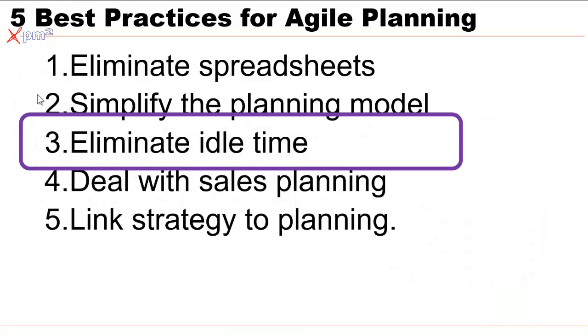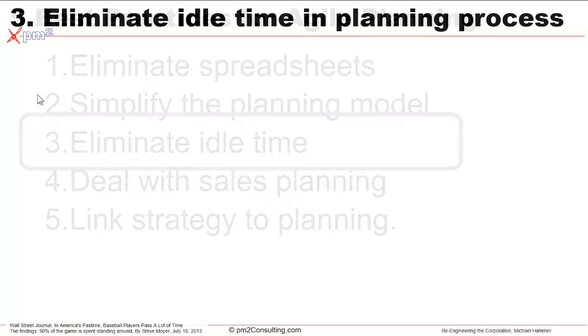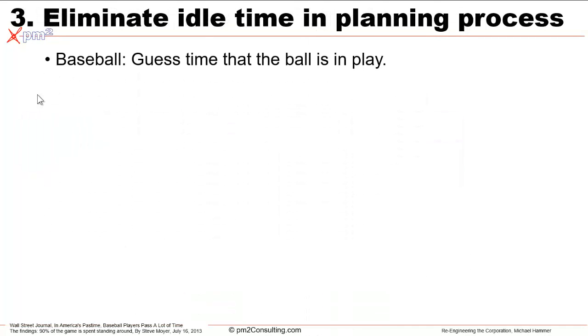3, let's eliminate the idle time. I mean, here's an interesting question. So think of, say, baseball. How much time do you think the ball is actually in play during a game? Answer? Turns out for a 2-hour game, on average, the ball is actually in play only for 6 minutes. A whole bunch of other stuff happens, but it's only in play for 6 minutes.